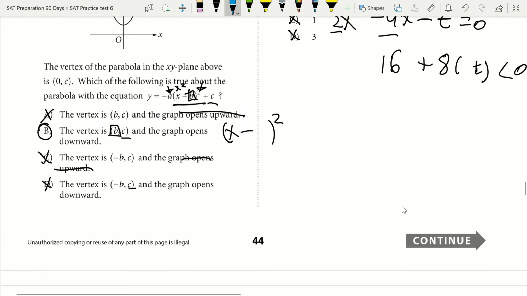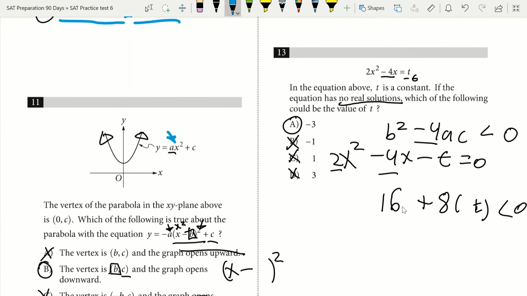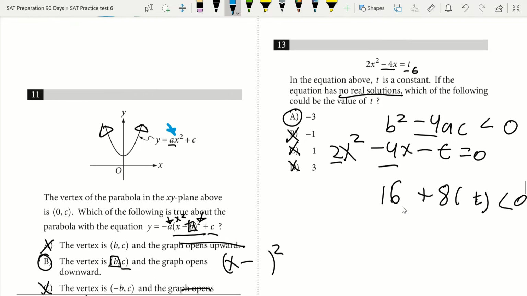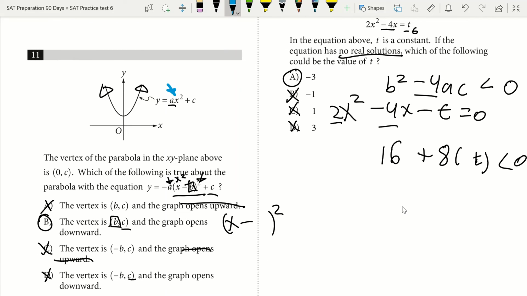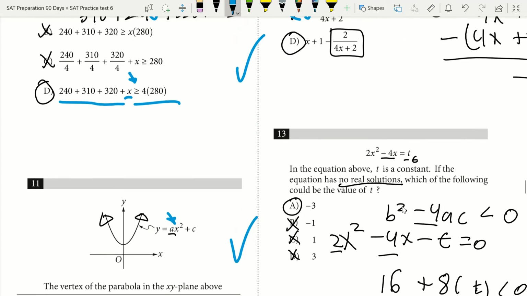11. Okay, I've got a positive A value because I'm opening upward, which means negative A means I open downward. That gets me down to B and D as option choices. I got to find my vertex, and in this case, my vertex is going to be B because vertex form states x minus whatever that is. In this case, it's B. B would be our vertex then. So B is correct for 11. 11 is now checked.